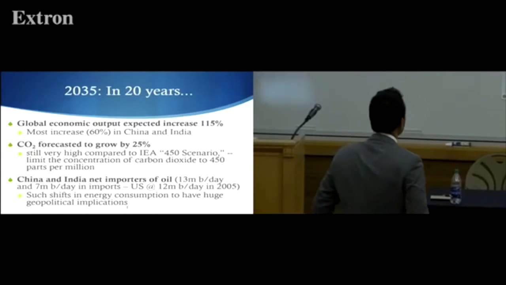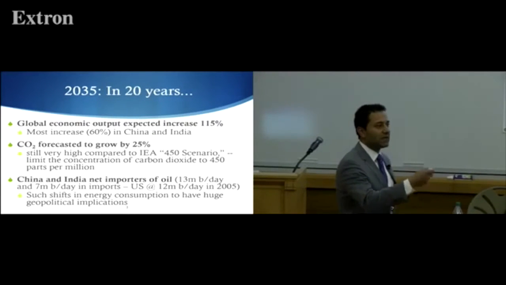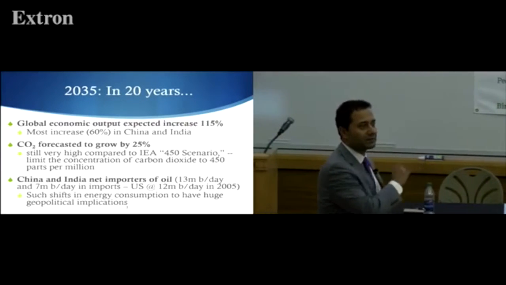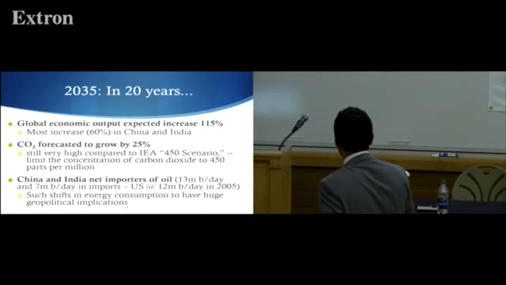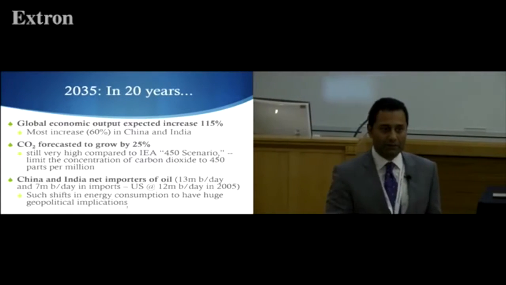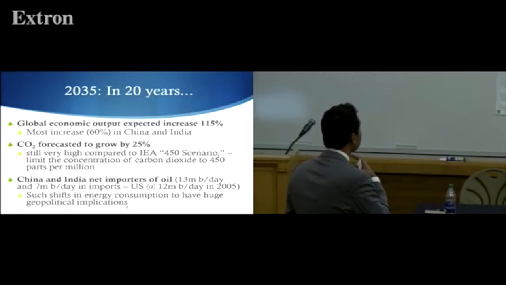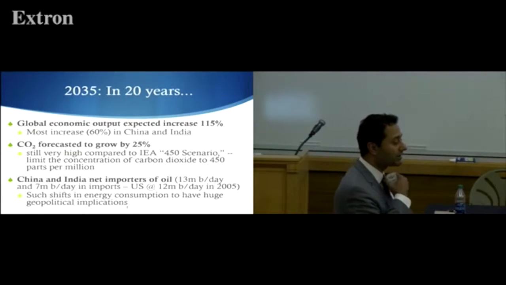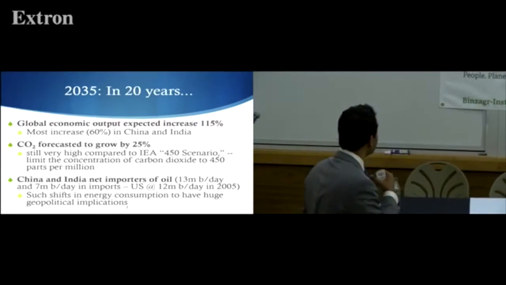Okay, this is helpful. Okay, so let's fast forward 20 years. You know, let's look at 2035. So the previous slide was 2015, this is 2035. And I'm not making this up. This is from an actual report that was published by one of the leading oil companies. So this is their data. Let's look at what they're saying. So they're saying that global economic output is expected to increase by about 115% in the next 20 years. And a big part of that, about 60%, is going to come from China and India.